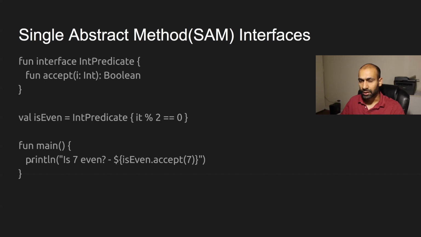Here we are just calling isEven dot accept, right? We are not declaring any accept here. Since we are implementing it, we call dot accept and we pass the 7, which would of course print false.